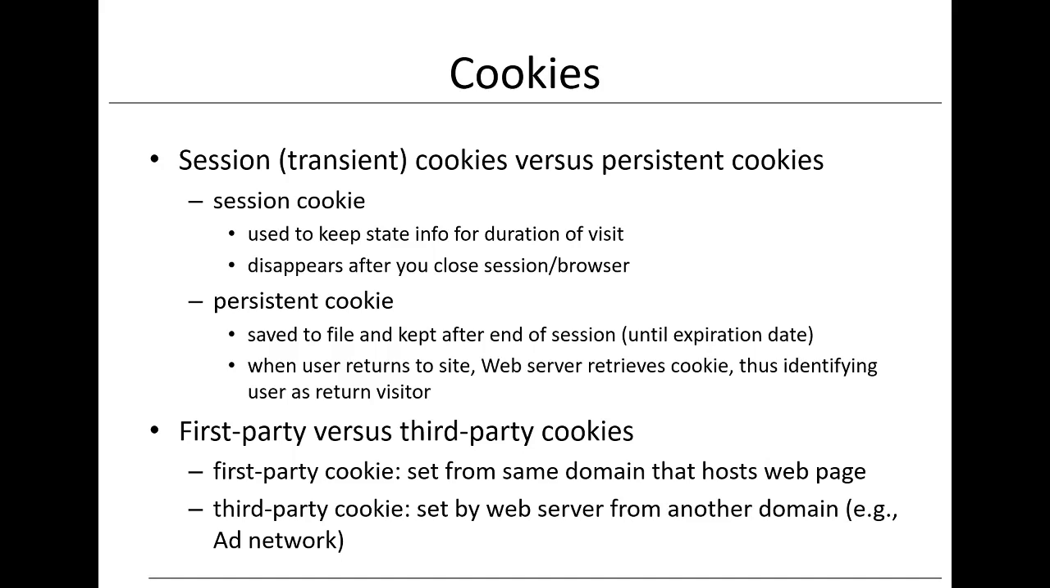Another distinction is between first-party and third-party cookies. First-party cookies are set from the same domain that hosts the web page you are visiting. A third-party cookie is set by a web server from another domain. This could be an ad network serving banner ads on the site you are visiting.